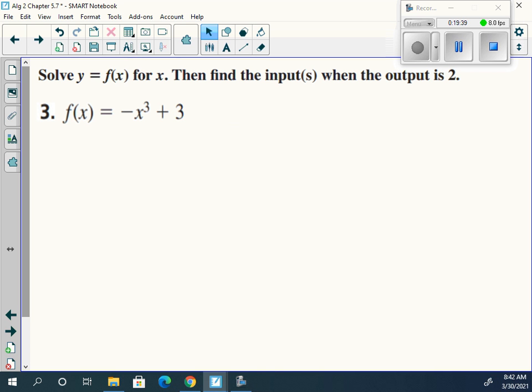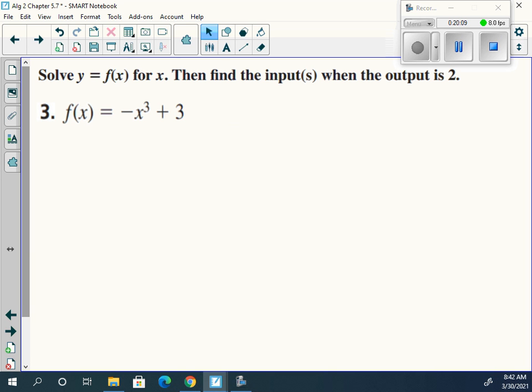All right, we're going to keep doing these here. Now we have a cubic function, because we have x to the third. Now, for most cubic functions, they will have an inverse, but there are a good number that won't.